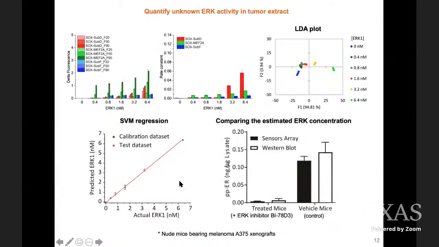Finally, we use this peptide array to quantify the ERK concentration in the tumor samples. These samples were extracted from the mice bearing the tumor. The calibration curve was built by adding the purified ERK into the tumor extract and treated with the ERK inhibitor. Then we calculated the ERK concentrations in the tumor samples, which is also very close to the Western blot result.